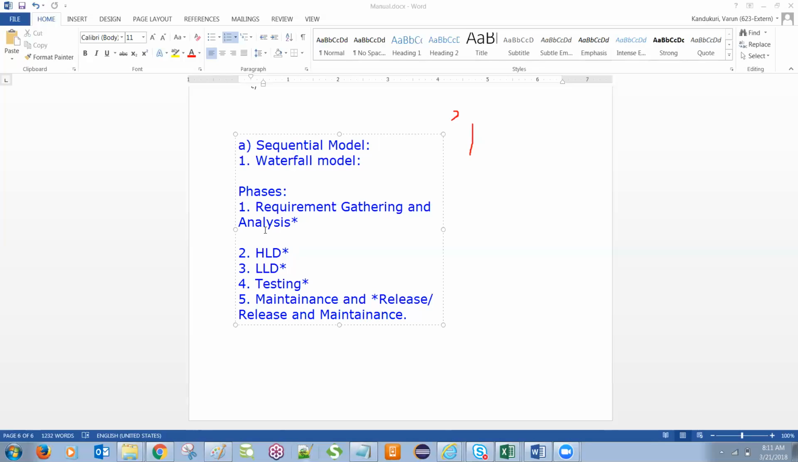So here we have the sequential model. If we consider these phases, it is very important to explain all of them. Okay, requirement gathering and analysis. This is a very clear phrase.